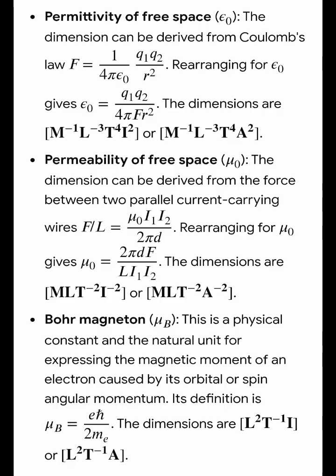Then for the Bohr magneton, we know mu B is equal to e h cut divided by 2 m e. Therefore, the dimension is L squared T raised to minus 1 I, or L squared T raised to minus 1 A. So it also has a dimension.